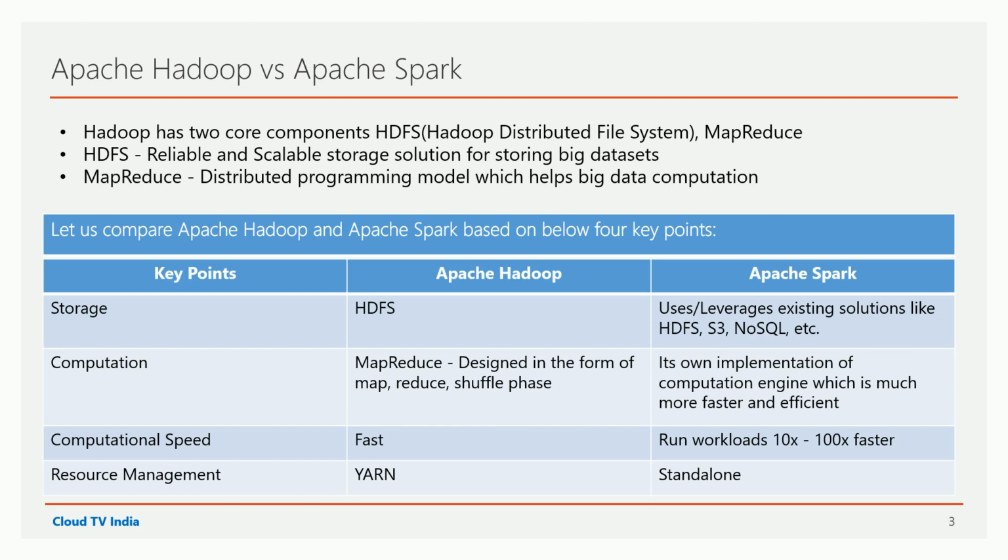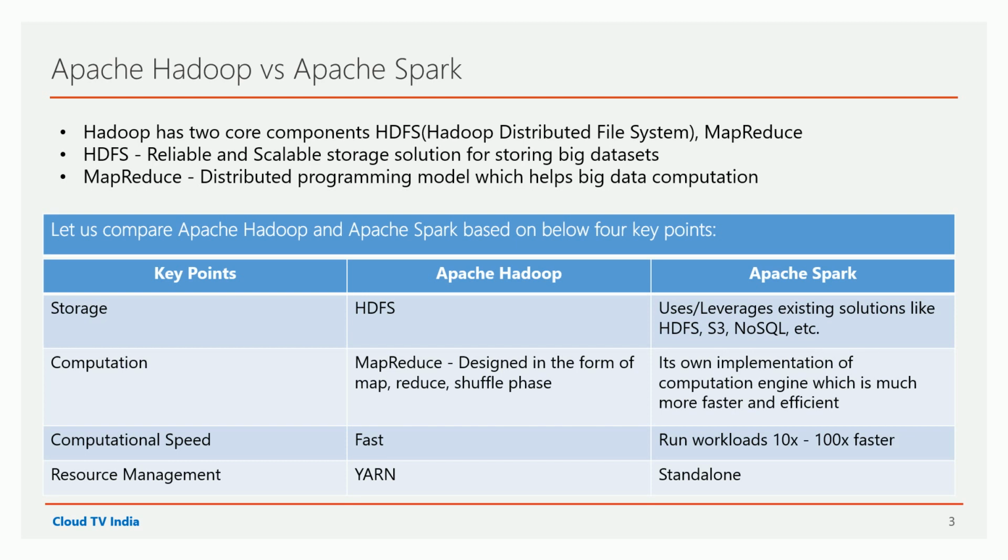We will compare Apache Spark and Apache Hadoop in terms of four key points. One is with respect to storage, another is computation, then computational speed, and the fourth one is resource management. When you take the first point, with respect to storage, Hadoop has a storage component, HDFS. We saw it is a reliable and scalable storage solution for storing big data sets, meaning large amounts of data.